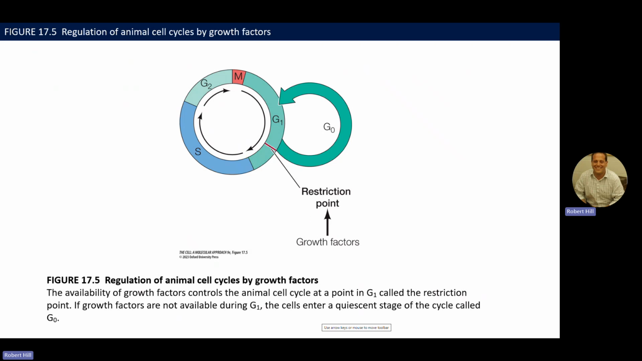All right, so growth factor availability during G1 determines whether cells continue or enter G0, right? So if growth factors are pulled, you pull the serum in a cell culture, cells will enter this quiescent stage, and they stop dividing. It's a reversible pause that can last days, months, or even years.